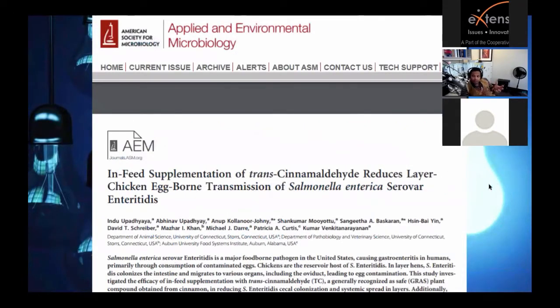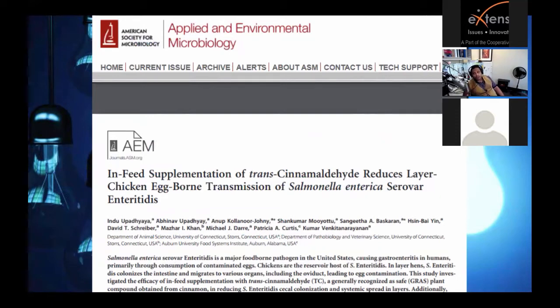That went on to our investigation whether this essential oil transcinnamaldehyde would be able to reduce the transfer of Salmonella through eggs, which we technically call egg-borne transmission. So in this egg-borne transmission, what should happen is that after the ingestion of the pathogens by the layer chickens, it should traverse through the blood, or for that matter, lymphatics, and reach the ovarian sites, or the ovarian follicles when the eggs are being formed, and then it should end up in eggs.